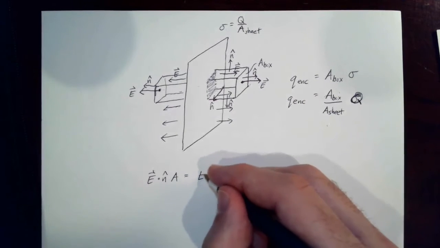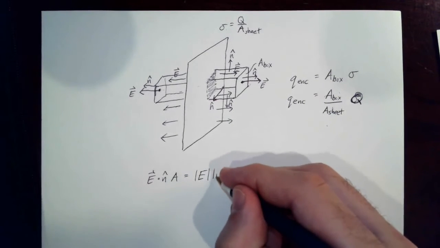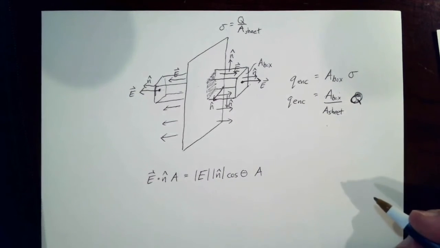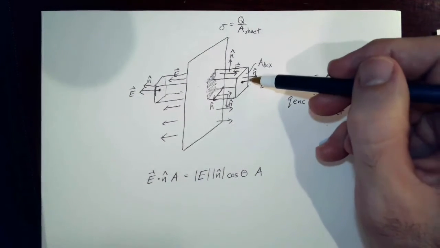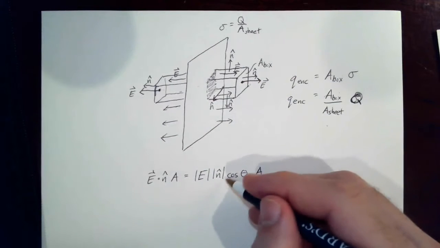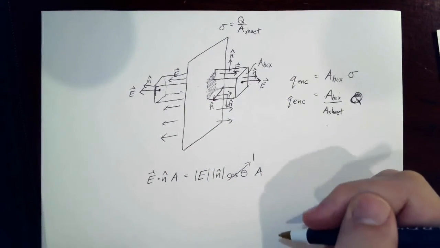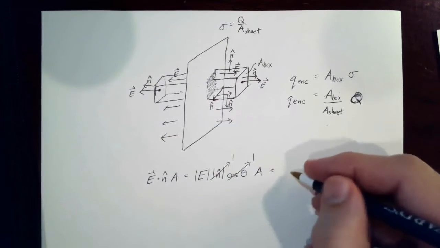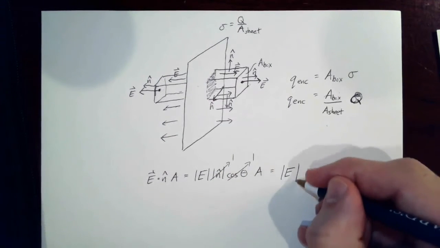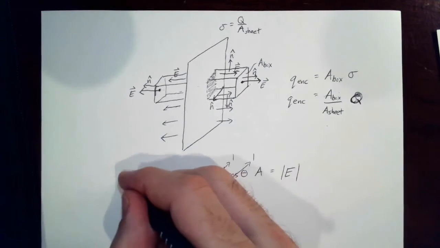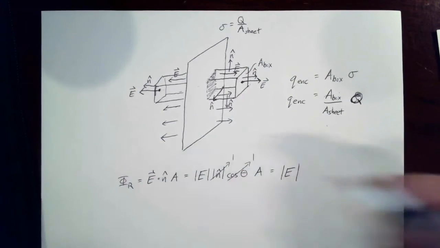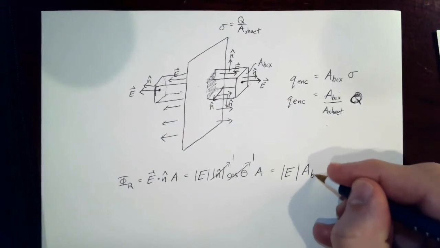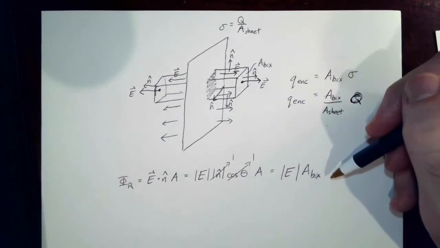So what is the flux through this surface? Which is going to be E cosine theta times A. And theta is 0 because these are parallel, and cosine of 0 is 1. And the length of a unit vector is 1. So the flux through this right-hand surface, so let me call this phi right, is just the electric field magnitude times the area of that face, which I called A box.